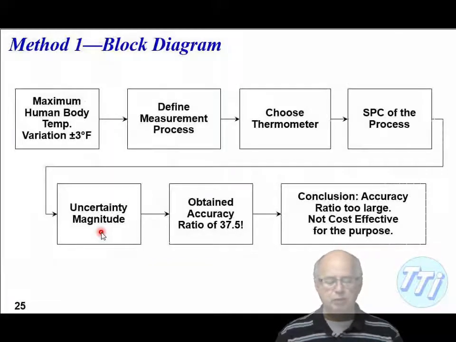Here's the block diagram of what we've done. The tolerance, the specification, is plus or minus 3 degrees. We defined how we're going to measure. We picked a thermometer. We looked at the statistical process control, the control chart. We calculated the uncertainty. And we found that for the chosen thermometer, we ended up with an accuracy ratio of 37.5. And the conclusion was, yes, it's going to do the job, but it's probably not cost effective.